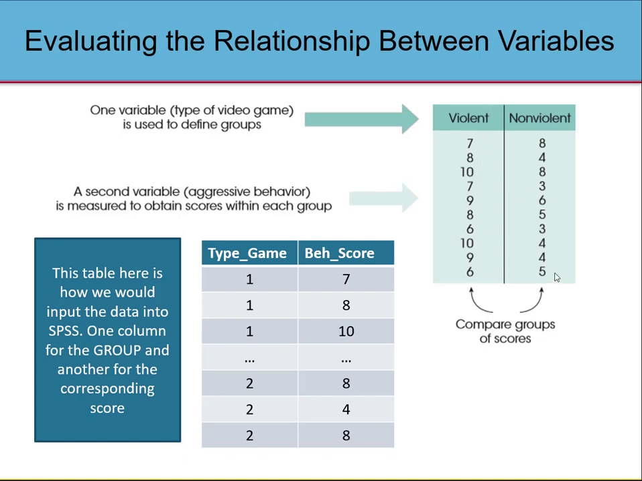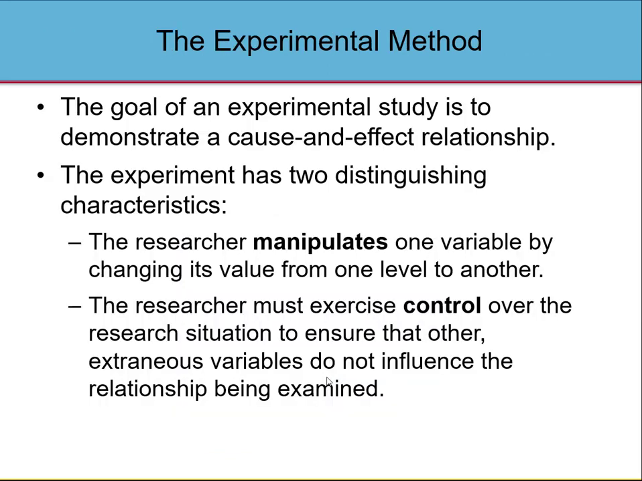They have them in two separate columns, but the way I would input this into SPSS is I would code the variable type of video game as 1 equal to violent, 2 equal to non-violent, and then my other variable would be the behavior score. And you can see that the first 3 from the violent group are 7, 8, 10, and the first 3 from the non-violent are 8, 4, 8. I just put the dots because I didn't want to do all 20. But this is how you would input it into SPSS.